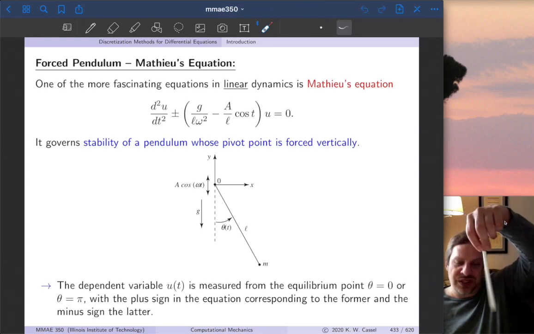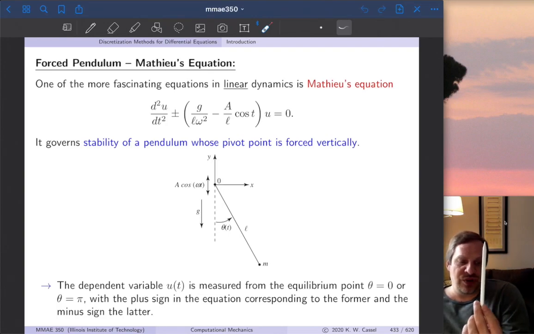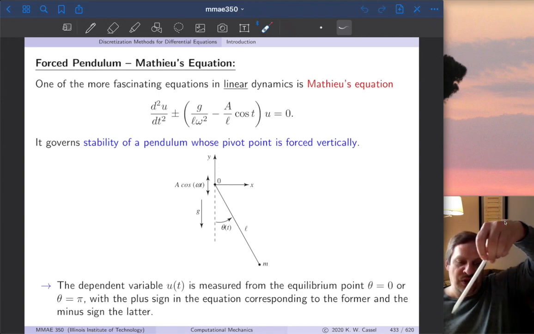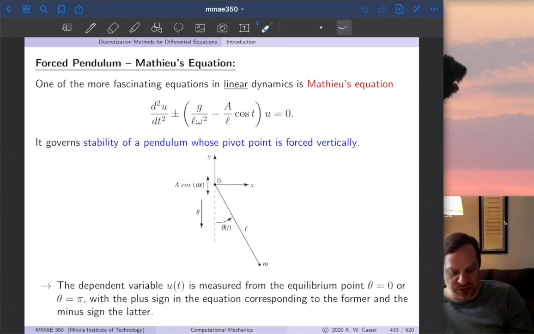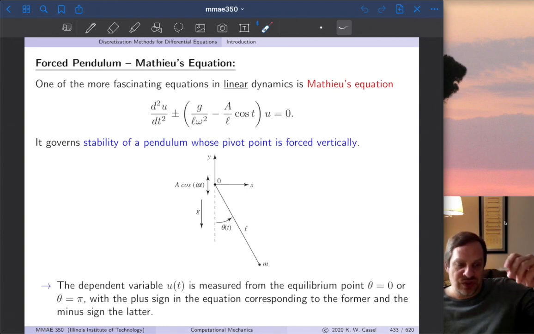Normally we think of a pendulum like this hanging straight down, but we'll also look at what happens when it's sticking straight up. The Mathieu equation that we're looking at here at the top actually governs the stability of a forced pendulum. By forced, I mean you have the pendulum wobbling back and forth like before, but now the pivot point is going to be forced up and down with a prescribed trajectory, A cosine omega t. Omega is the frequency that the top is being forced up and down, and A is the amplitude. So big amplitude, small amplitude, low frequency, high frequency.